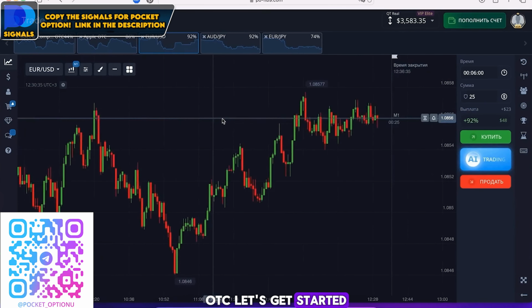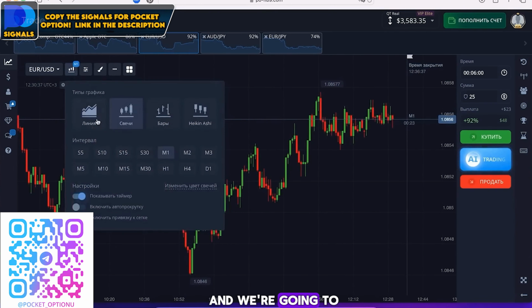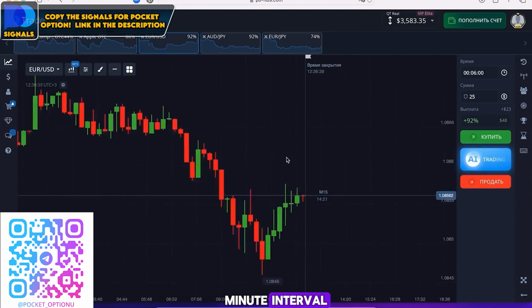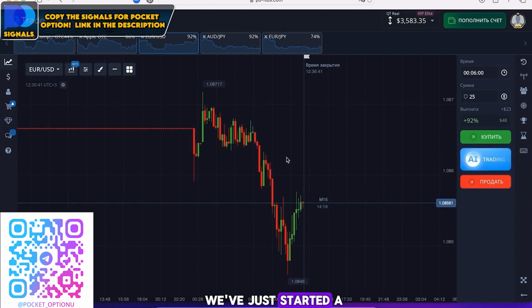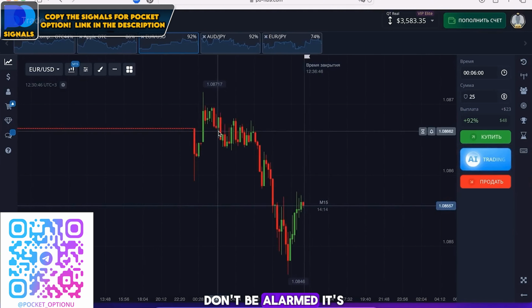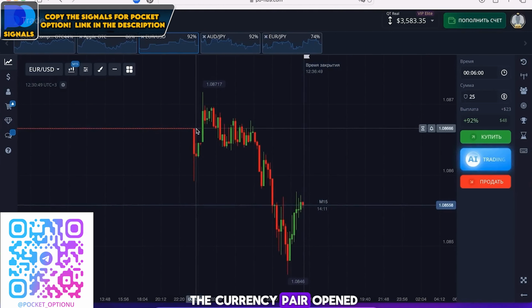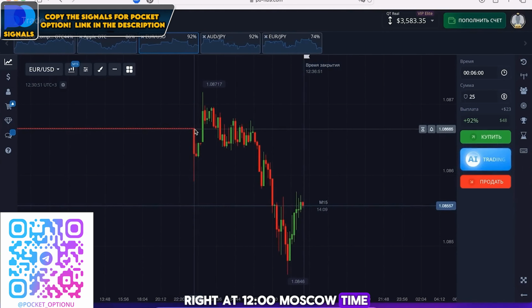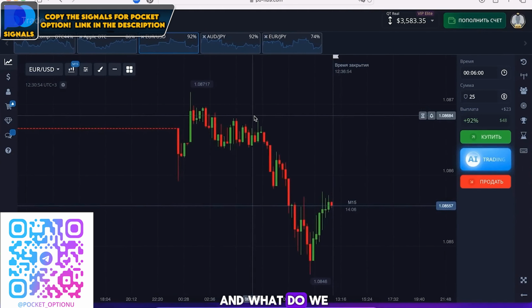Let's get started. We're looking at the euro-dollar pair and we're going to switch to the 15-minute interval to do our analysis here. We've just started a new week, so we have these stripes here. Don't be alarmed, it's all normal. The currency pair opened right at 12 o'clock Moscow time, at the start of the new day. And what do we see here?